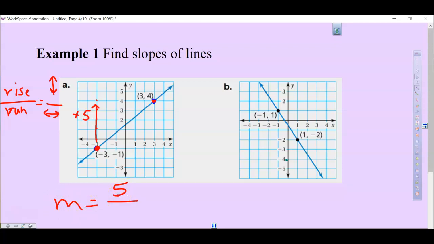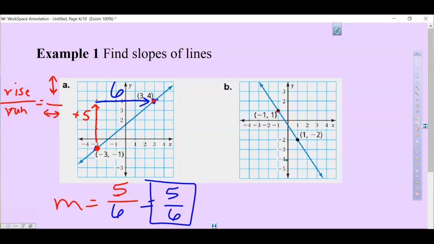Now we're going to find the run. So from that point, how many blocks or units did we move to the right? 1, 2, 3, 4, 5, 6. The answer is 6. Our slope, therefore, is 5/6. That is simplified. There you go. Okay.